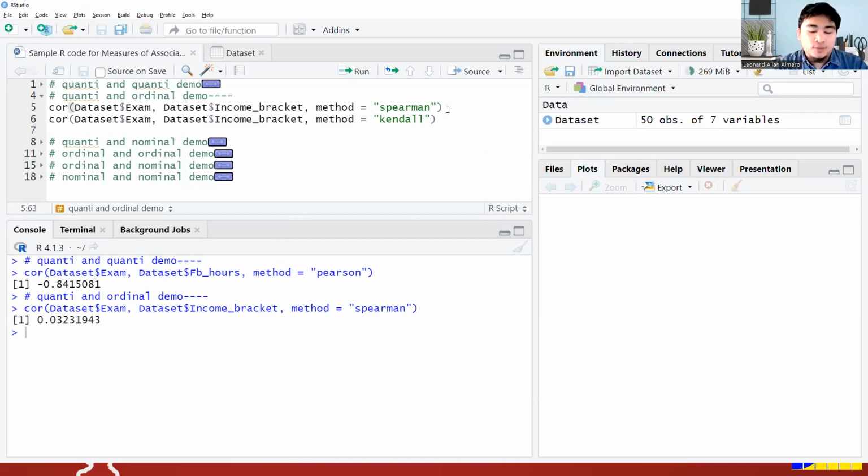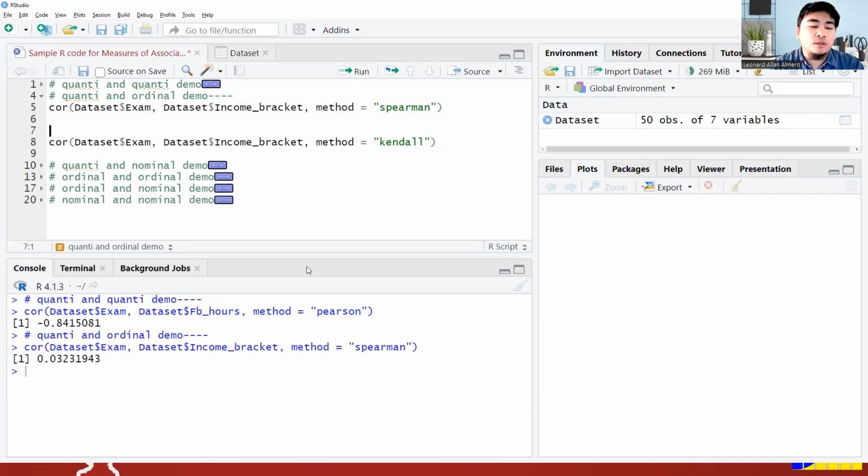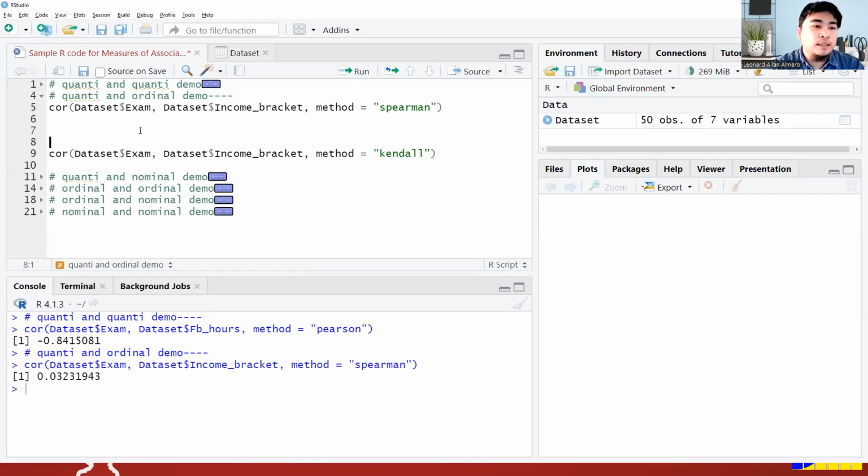Okay? So, para lang meron tayong notes. So, how to interpret yung 0.03? So, meaning, 0.03 po, ano yan? At positive yan. So, direct, very weak.